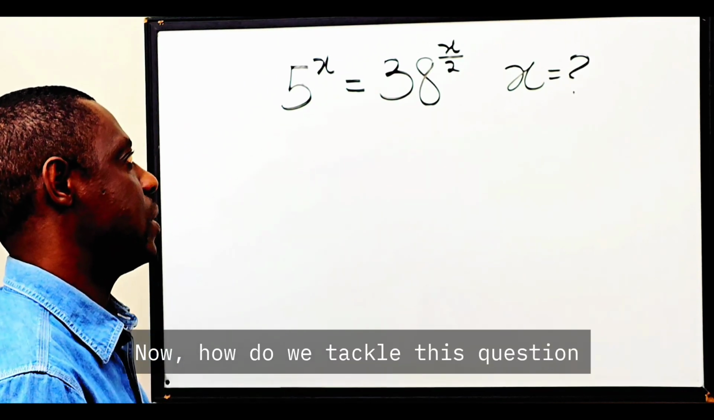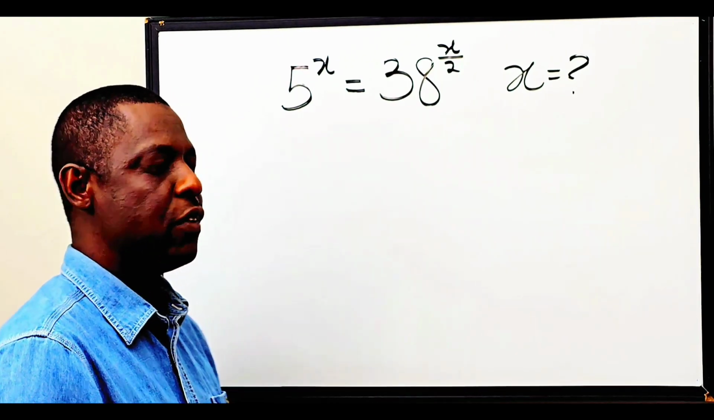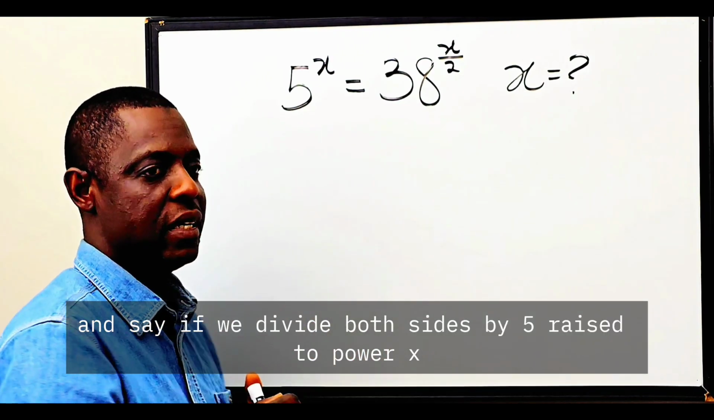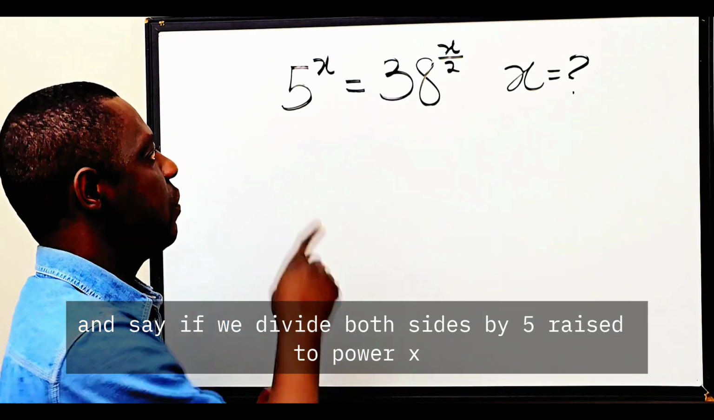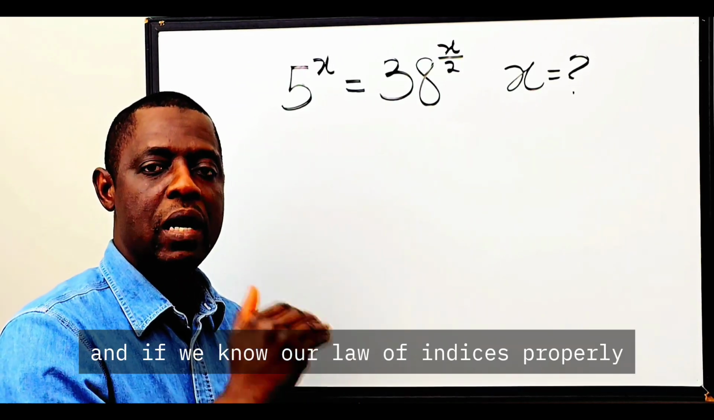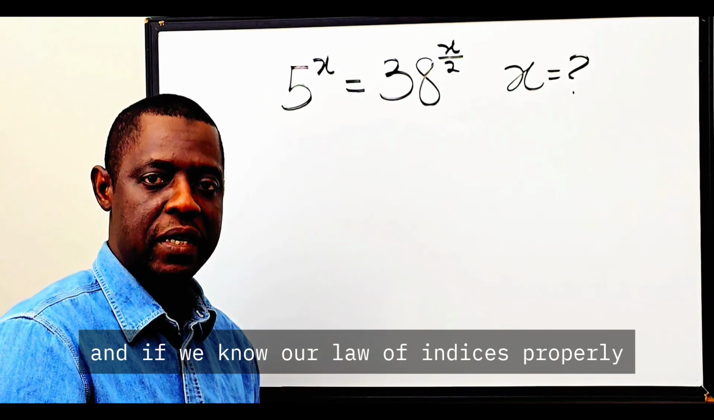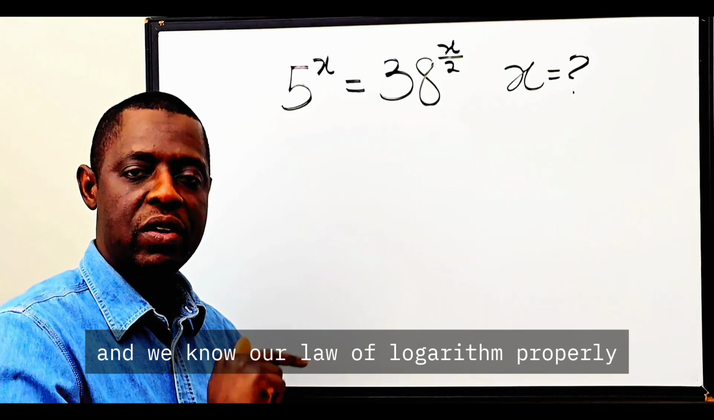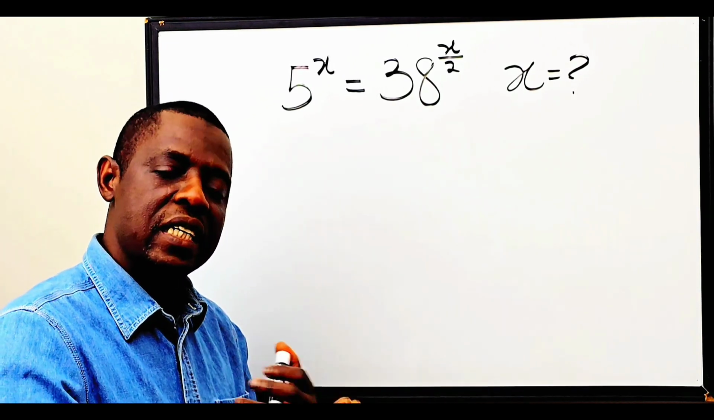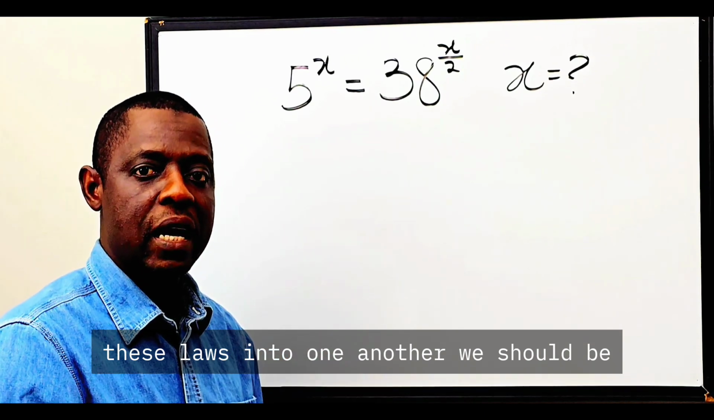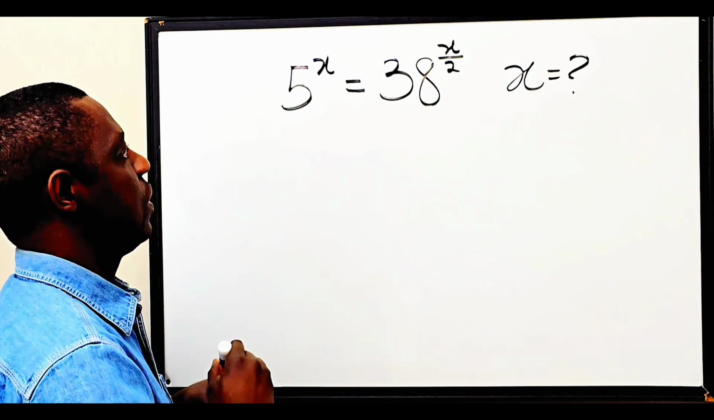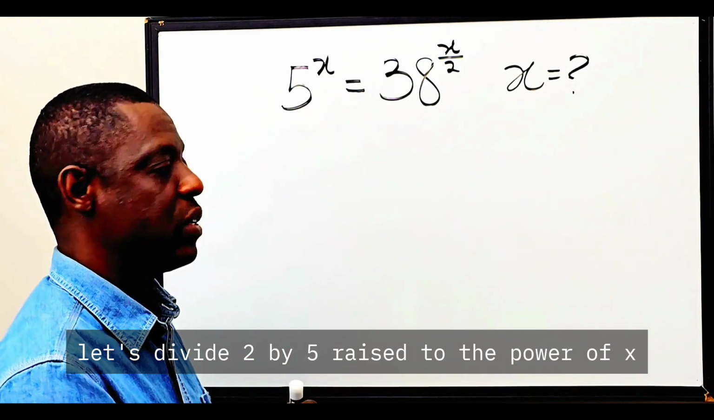Now, how do we tackle this question? What if we look at it in this way and say, if we divide both sides by 5 raised to the power x, and if we know our law of indices properly, and we know our law of logarithm properly, and we know how we can convert these laws into one another, we should be able to find a solution to this. So let's divide through by 5 raised to the power x.